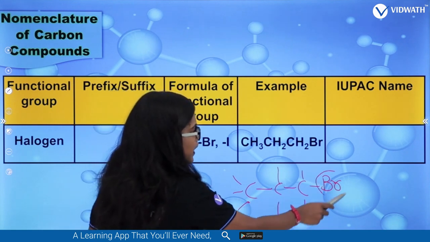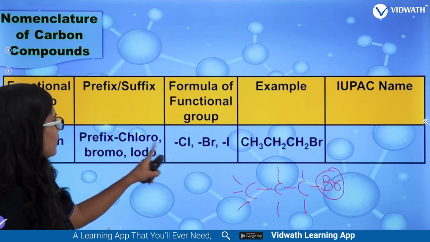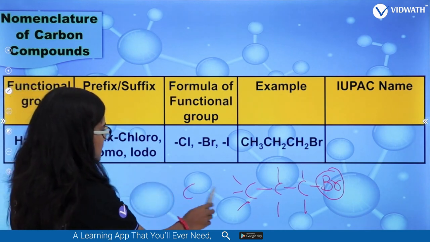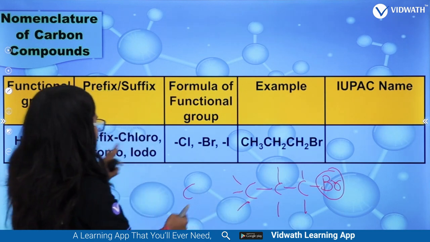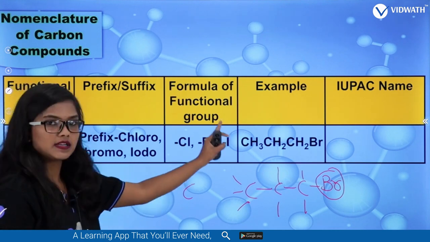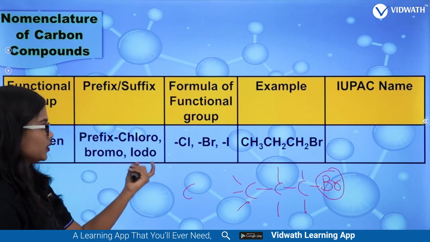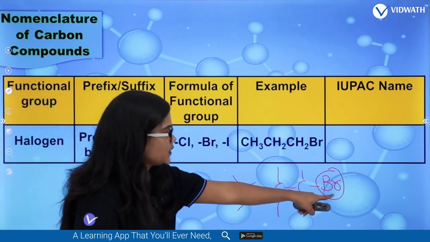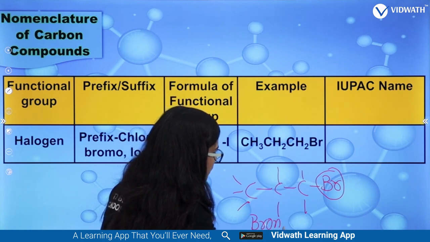This one we use as a prefix. If it is chlorine, then we call it chloro. Because it is a prefix, right? Prefix means before naming the carbon chain, we use this. If a halogen functional group is present, we use that atom as a prefix: chloro, bromo, iodo. So we have a bromine here, and we call it bromo. As we have bromine here, we use the prefix bromo.